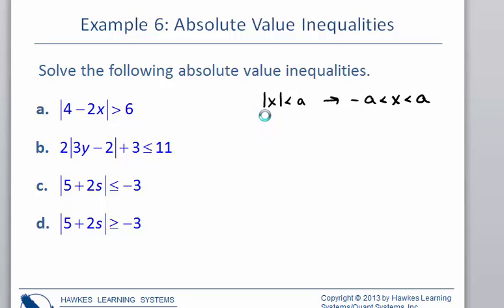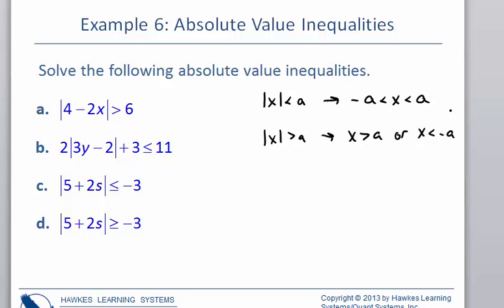Our other rule says that if we have the absolute value of x and it is greater than a, then we will work the problem by writing two problems, one of which looks just like the original without the absolute value, and the other one will look like, we'll switch the inequality to a less than, and we'll put a negative on the a.